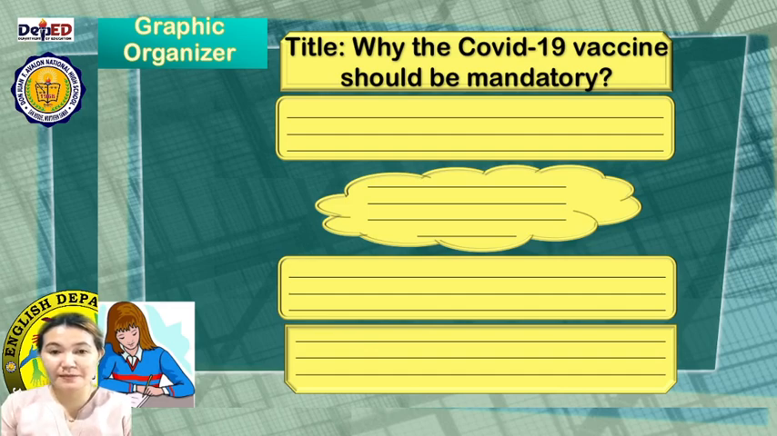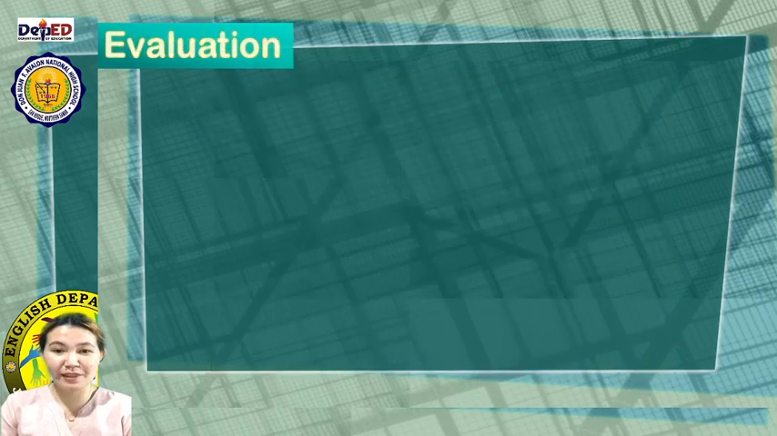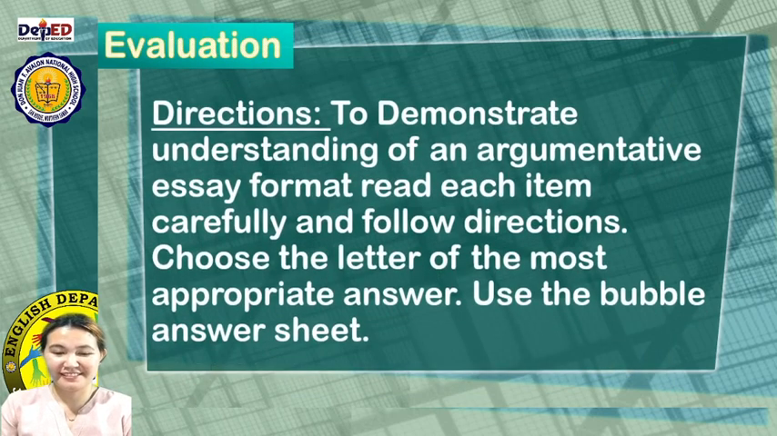Okay, so you can submit your activity after our discussion or during the distribution and retrieval of the modules. Let's continue with our evaluation. Direction. To demonstrate understanding of an argumentative essay format, read each item carefully and follow direction. Choose the letter of the most appropriate answer. Use the bubble answer sheet. Okay, so prepare your bubble answer sheet.